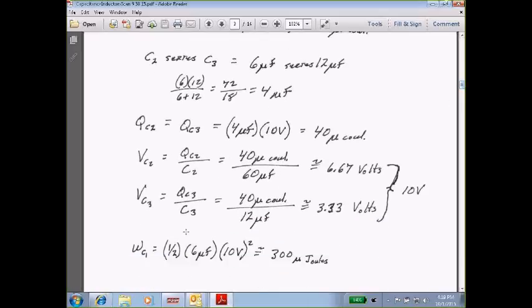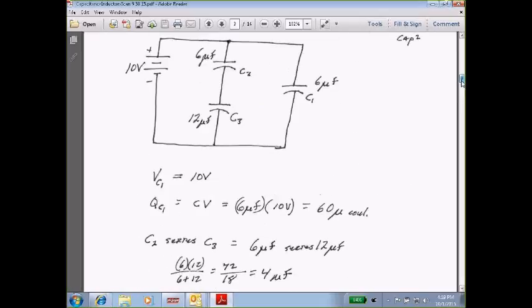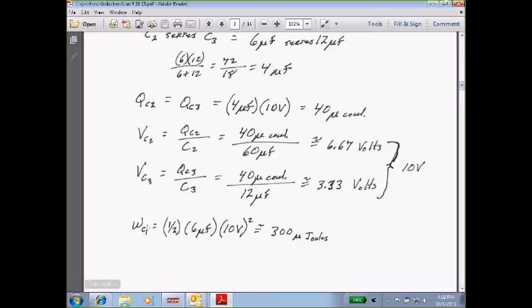And then I did the energy stored, I just did it for C1. So that would be 1/2 times 6 microfarads times the 10 volts squared, and I come up with about 300 microjoules.